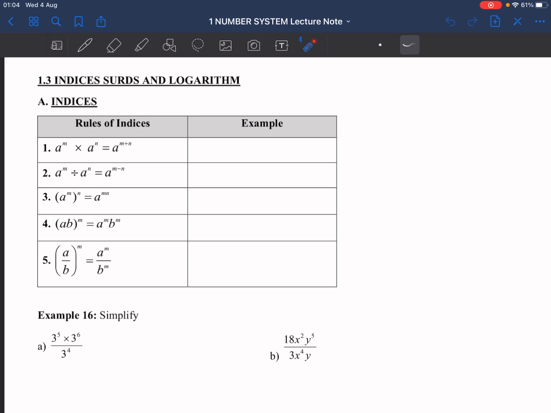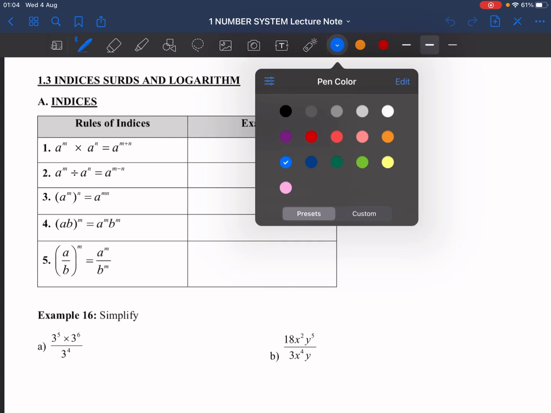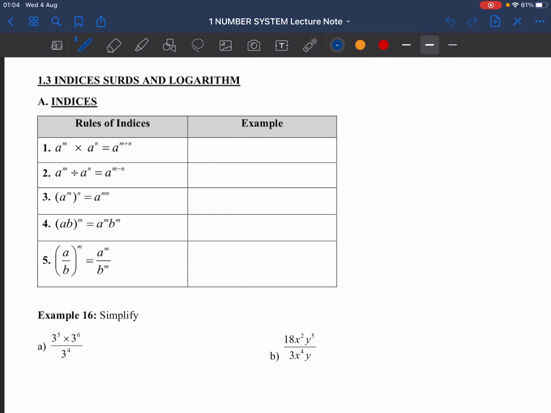So first we're going to look at the rules of indices. So the rule of indices we have, the first one, a to the power of m times a to the power of n is equals to, power tu kita tambah. So let's say the example will be 5 to the power of 2 times 5 to the power of 3 is equals to, so power tu kita tambah, it's going to be 2 plus 3 equals to 5 to the power of 5. Okay, so jawapan dia apalah.